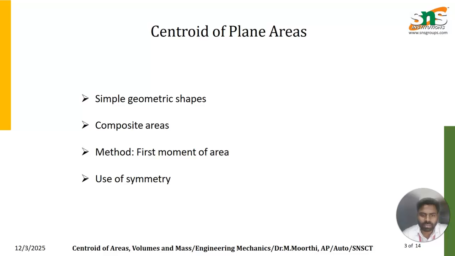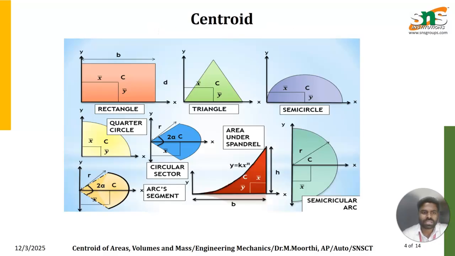The symmetry concept means the particular shape is symmetric about the x-axis or y-axis, or it is symmetric about both the x and y axes, or else it is symmetric about none of the axes. So see here we have different shapes and their centroids. The first one is a rectangle.